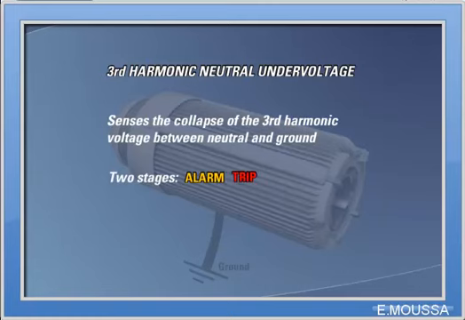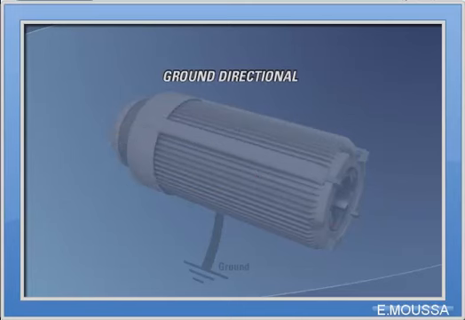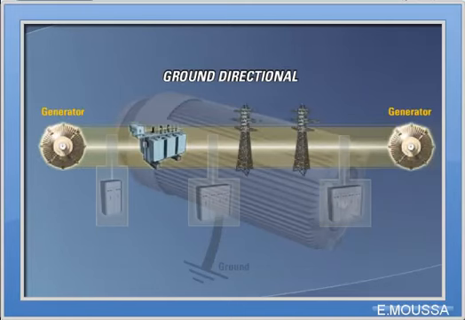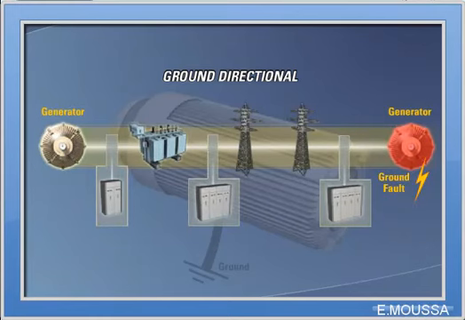The ground directional element is used on small generators that are solidly grounded and paralleled to determine which generator has the ground fault. A relay will detect ground directional by using zero sequence voltage and zero sequence current, which are represented as V0 and I0. The angle between these quantities determines if a ground fault is within the generator or not. This function should be coordinated with 95% stator ground protection to ensure that this element operates faster.